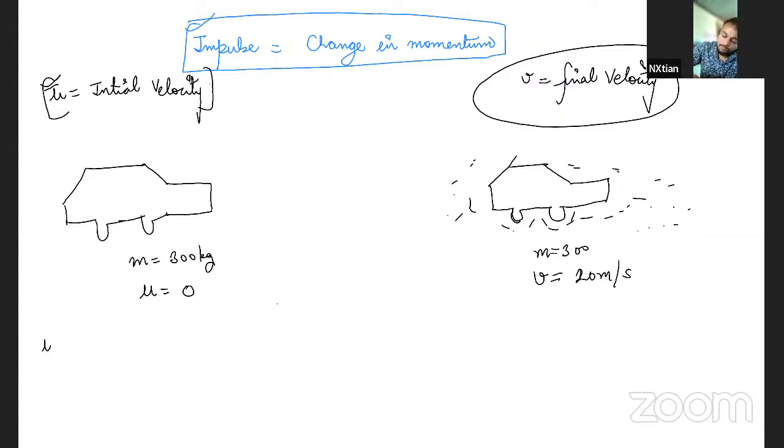So for example, what is the momentum in this case? I represent it as PI. PI stands for initial momentum. So initial momentum is mass into velocity, which is u in this case. So mass, which is 300, into 0 is equal to 0 kg meter per second.